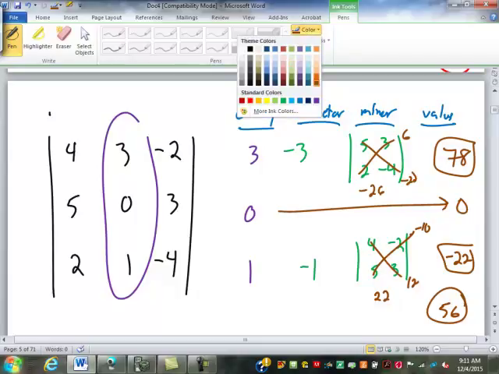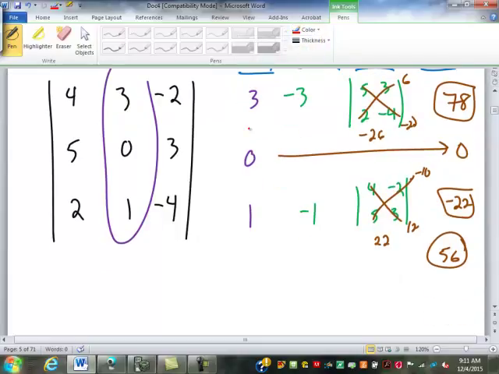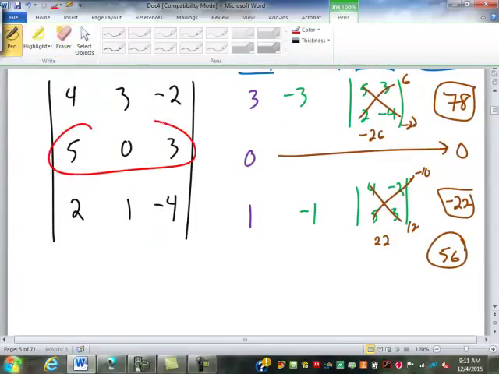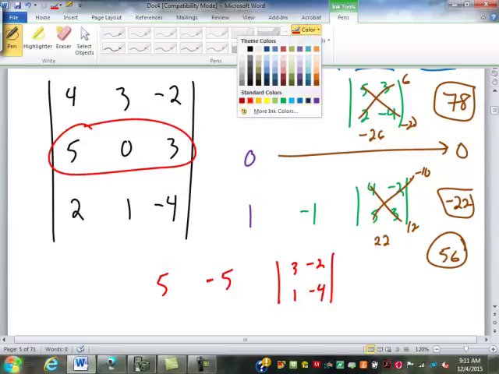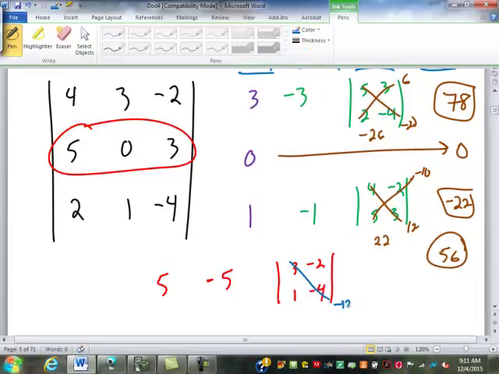Well, let's take a peek. What would happen if we expanded around row 2? Well, 5 has a cofactor of negative 5, row 2, column 1, right? A minor of 3, negative 2, 1, negative 4. So this is negative 12, negative 2. Negative 12 minus negative 2 is a negative 10. That gives us a 50.